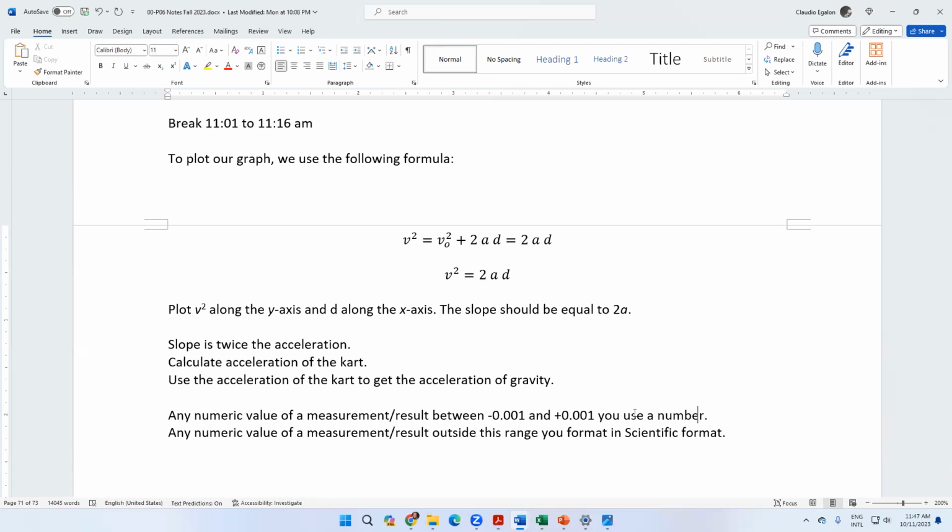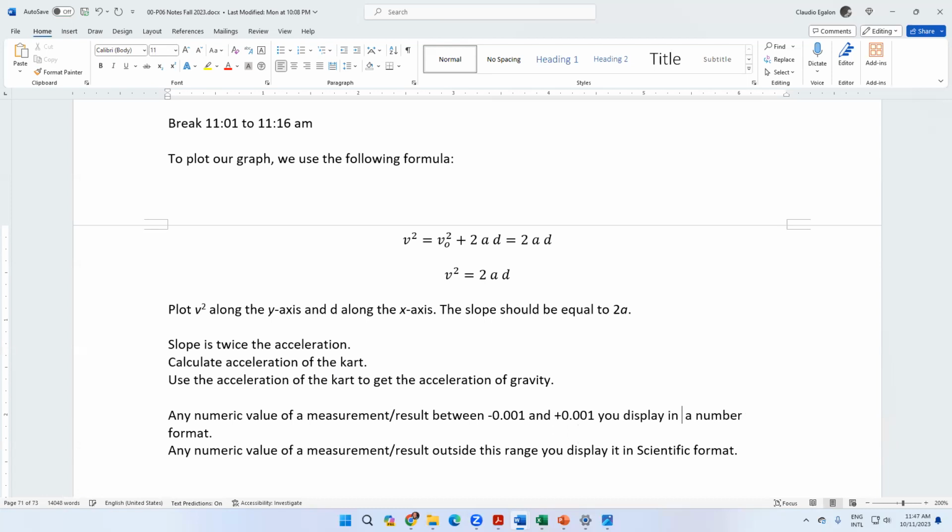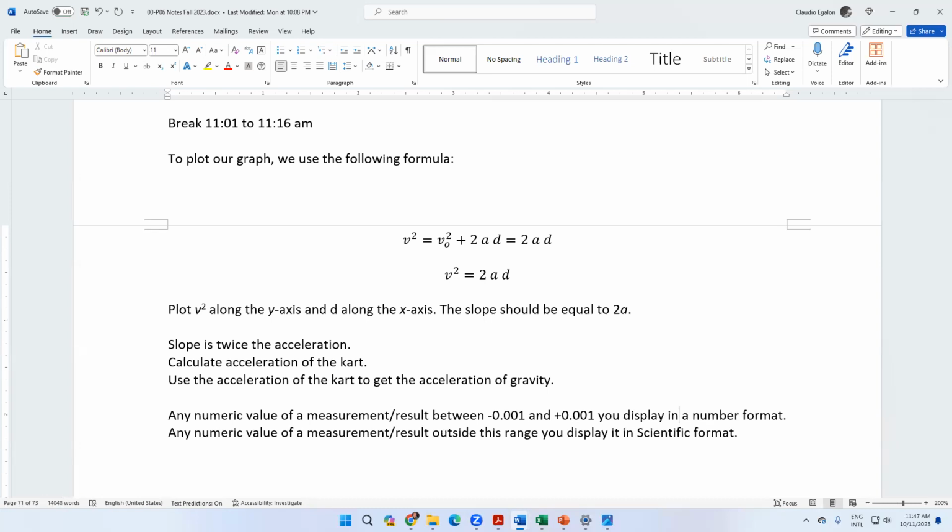I'm just writing it a better way. Any numeric value of a measurement result outside the range, you display in scientific format. You display it in a numeric format. Okay, and I have another question.